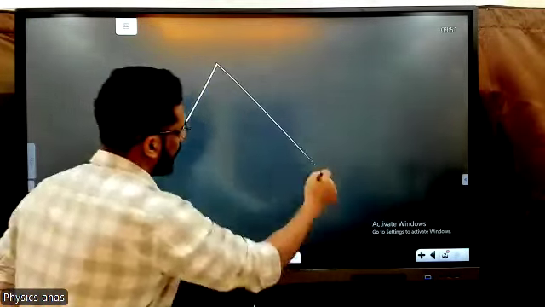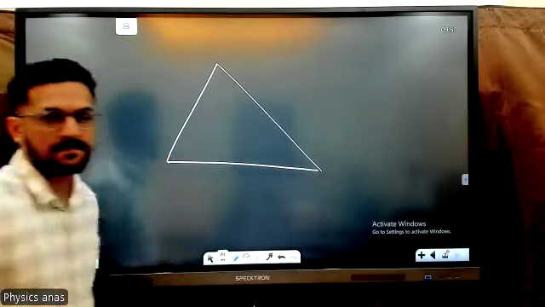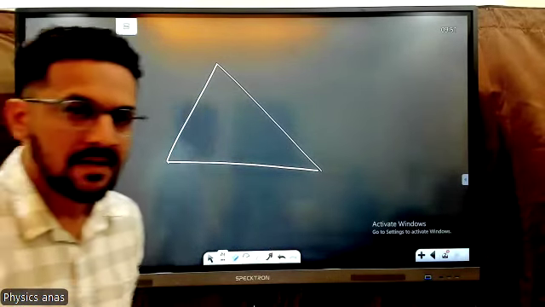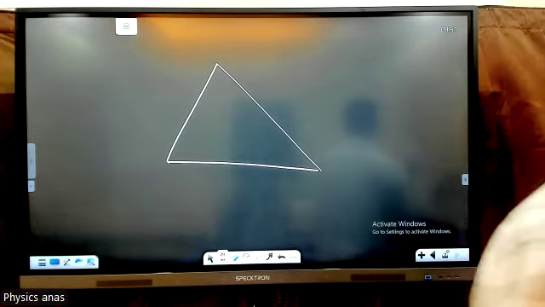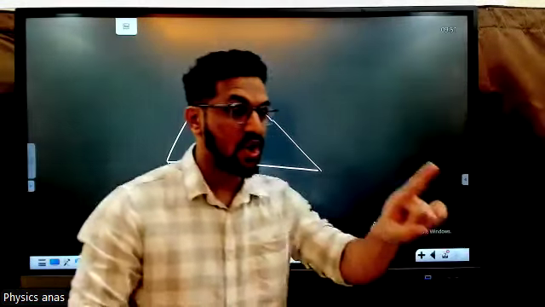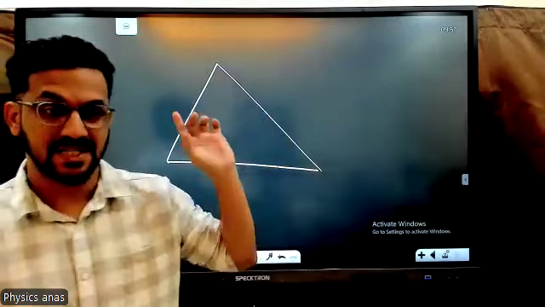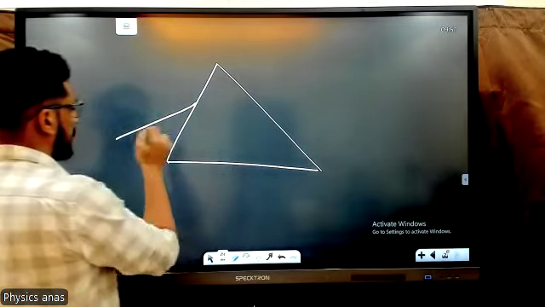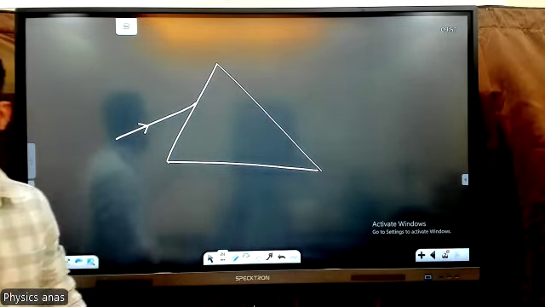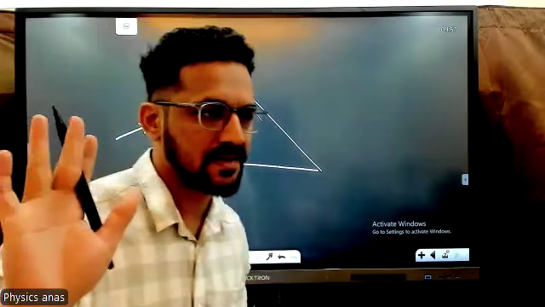I am drawing a triangular base of the prism. This is the triangular base of the prism. I am just selecting only one light ray. You have to understand that. This is the light ray. Just one light ray.